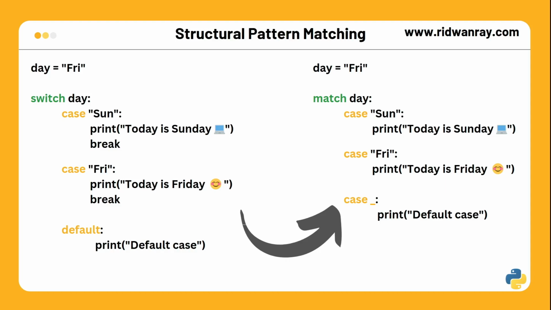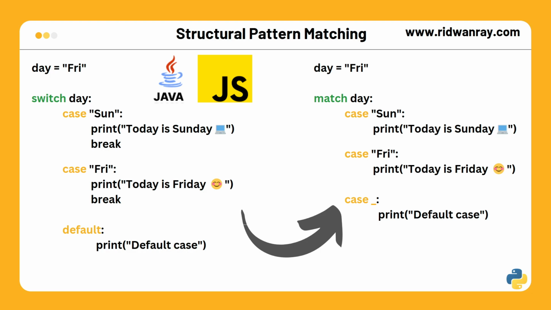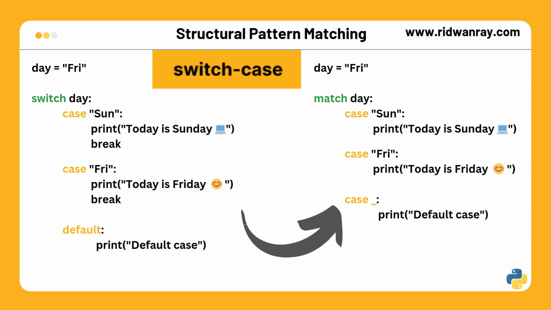What's going on, friends? If you are familiar with programming languages like JavaScript and Java, you might have encountered the switch case keyword before. It looks similar to this. We declare a variable called day and use the switch keyword to check different cases. For example, if the day is Sunday, this corresponding block of code is executed. Then we break out of the switch. If no match is found, the default block is executed.